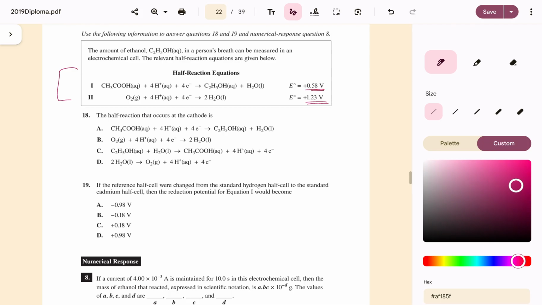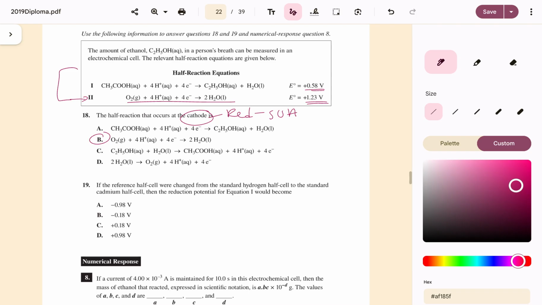So if this was in the data booklet, you would see equation 2 before you see equation 1. When it's asking about the half reaction that occurs at the cathode, that is reduction, and it's going to be your strongest oxidizing agent. If you go straight from this table, you might be tempted to pick number 1. But if this was actually on page 7 of your data booklet, number 2 would show up first. So your strongest OA is going to be this reaction here, which is B.